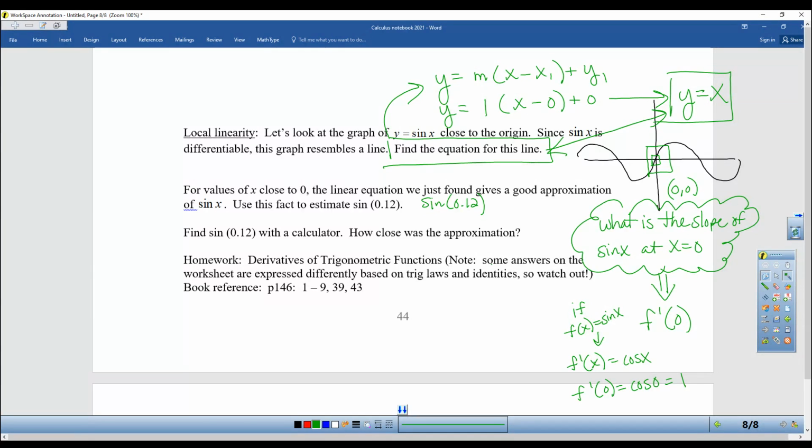So if they wanted to know sine of 0.12, they would say, well, at 0, sine and y = x pretty much look identical. So I'm just going to say that sine of 0.12 is 0.12, because right around the origin, it's pretty much just the line y = x. Find sine of 0.12 with your calculator.